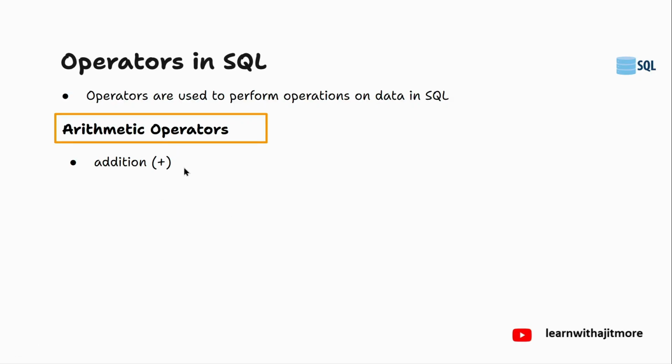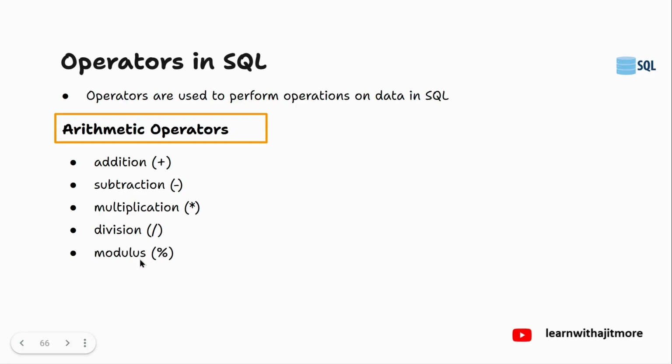First in that is addition, for adding two values. Then subtraction is there, minus, multiplication, division. Division will always return a float answer. Modulus will return the remainder. Yesterday I have shown you this, if you remember.